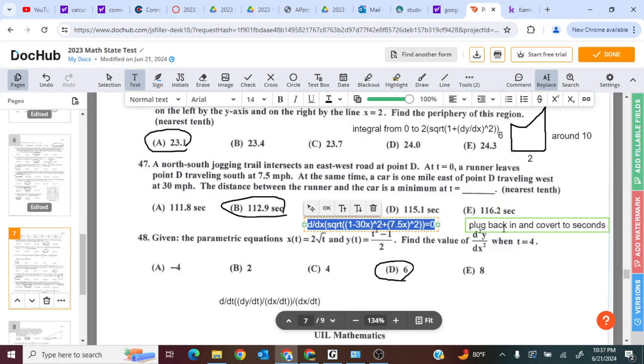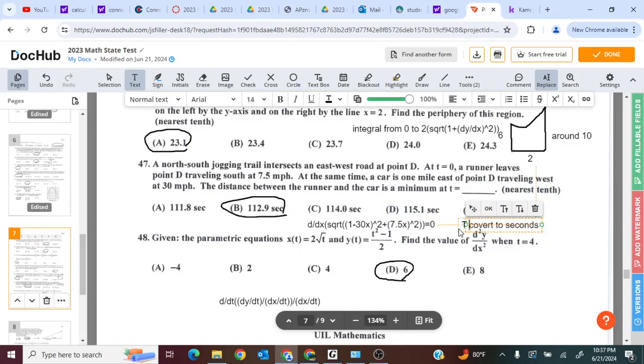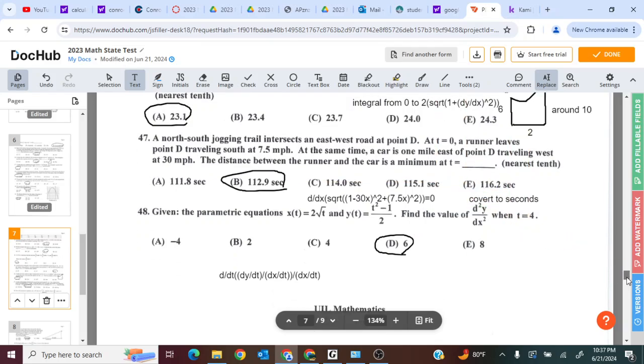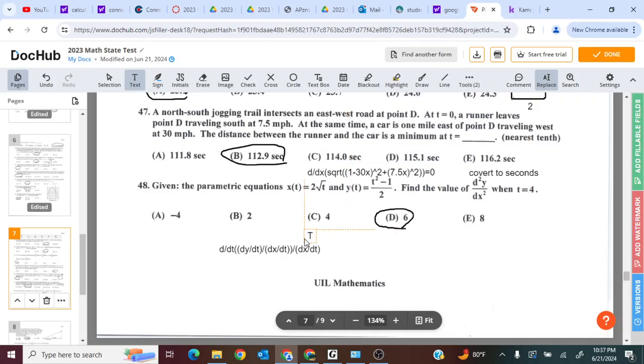Actually, no, you do not need to plug your x value back in. Never mind. Don't do that. Your x value will get you the time, and then you've got to convert it to seconds. So yeah, get rid of that. Times 3,600. 48.